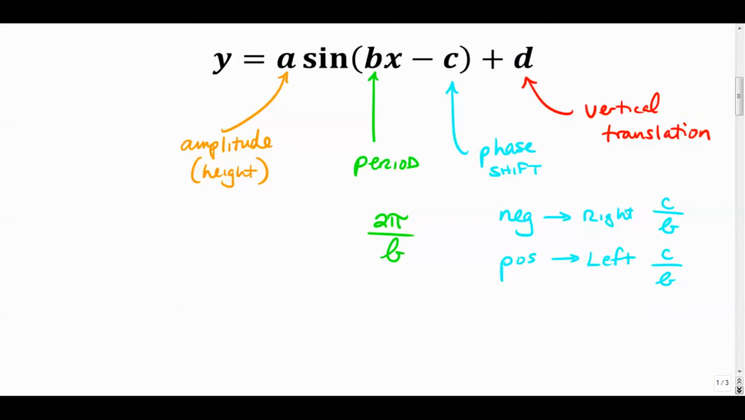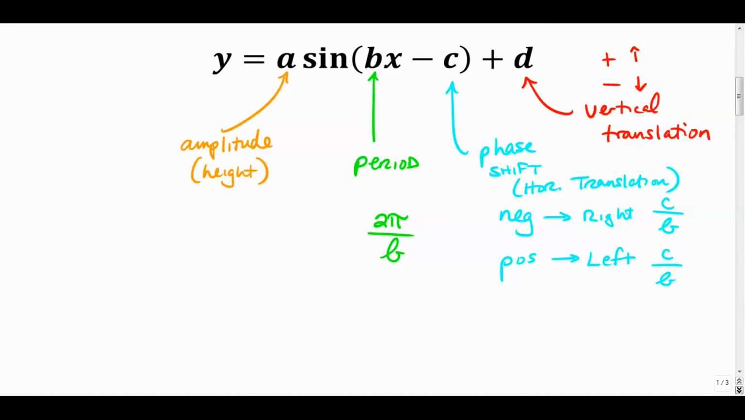In the vertical translation, if it's positive, it goes up, which is nice. If it's negative, it goes down. So the phase shift is a horizontal translation. Translation just means a slide. And the vertical translation is given by this number at the end. It can also be written at the beginning, out in front here, d plus that.